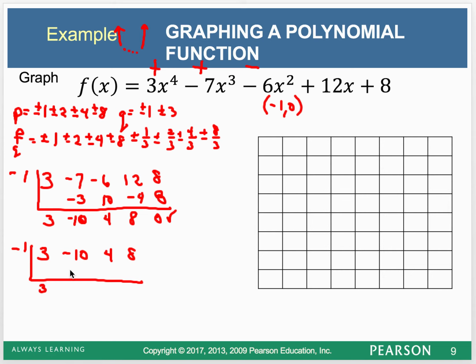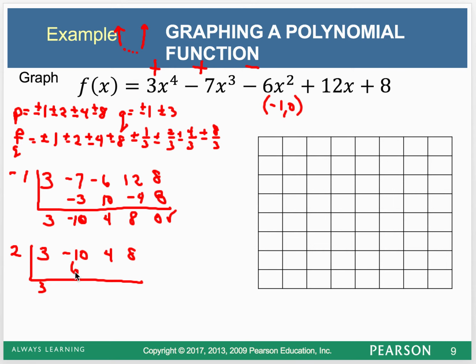So negative 1 times 3, negative 3. Negative 1 times negative 13, 13. 13 plus 4, 17. So no, not negative 1. So let's move to 2. We've already tried 1. If 1 didn't work in the first one, it won't work now, right? We'd have already gotten it if it was one of our solutions. So let's try 2.